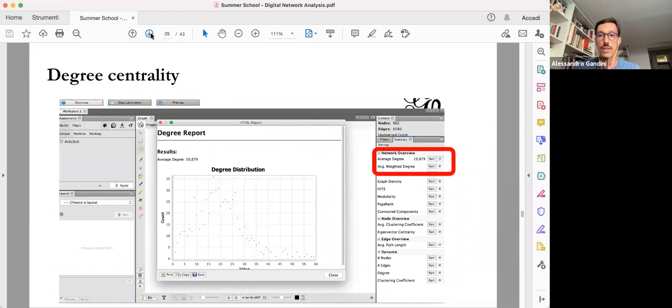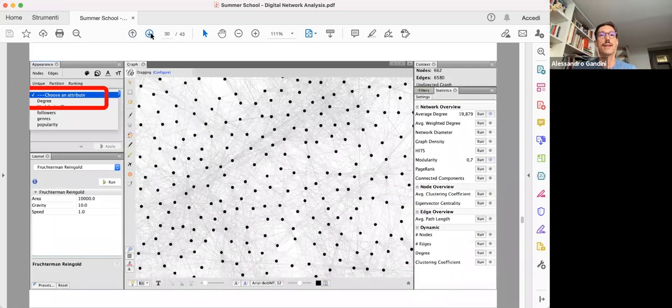So, degree centrality. Then we begin to work on the visualization. We have our degree centrality that at this point becomes helpful as a ranking. So we can click on ranking here and choose an attribute, which means we will be able to visualize the network on the basis of the ranking attribute that we have set. So in this case, degree.